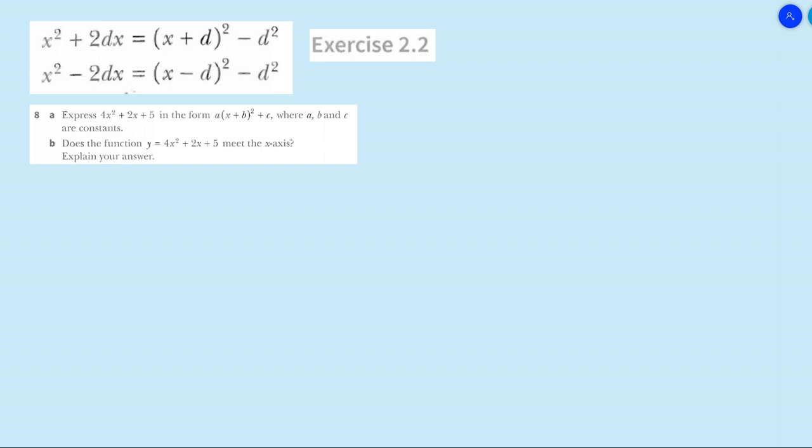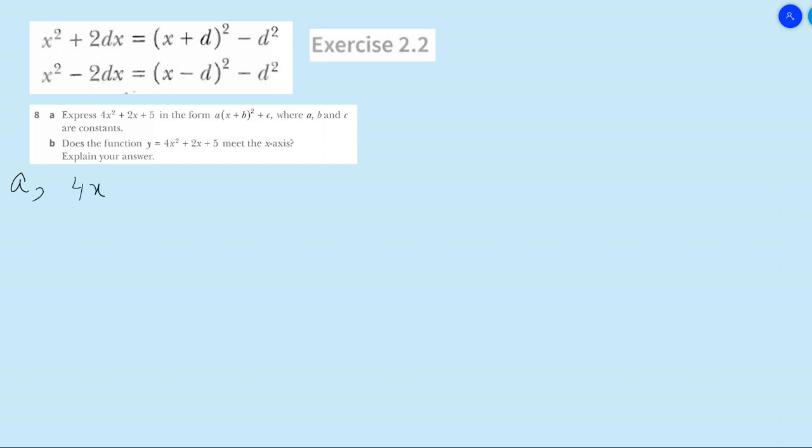Part A. Question number 8. Express 4x square plus 2x plus 5 in the form a into x plus b whole square plus c, where a, b and c are constants. Very easy. You have already done these types of questions from question number 4, 5, 6 and 7. So let's start part A.